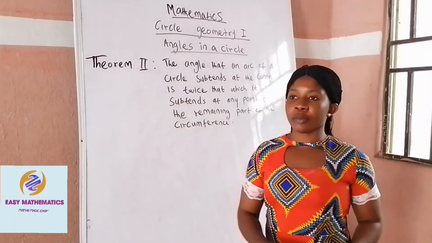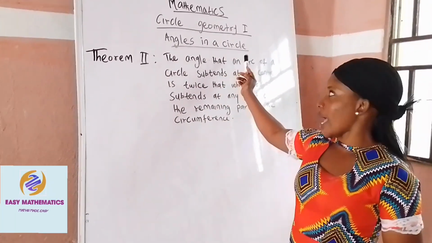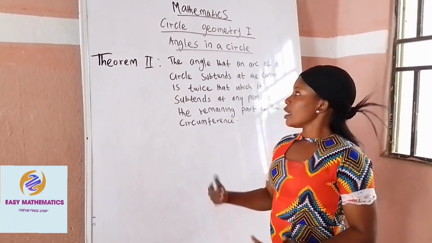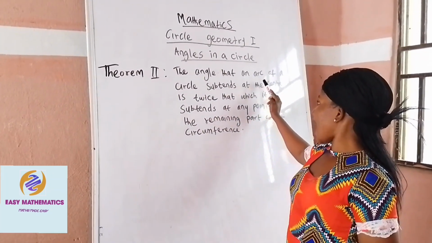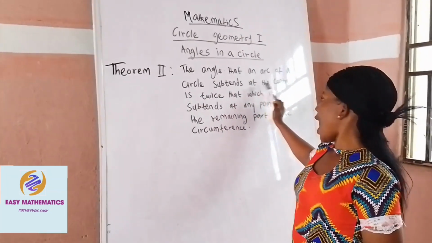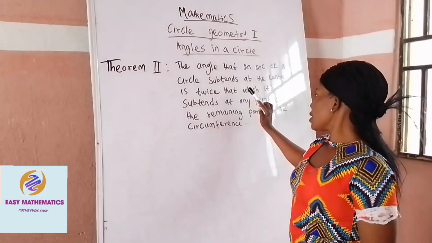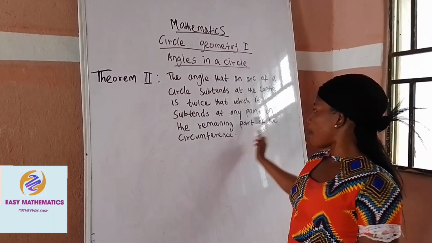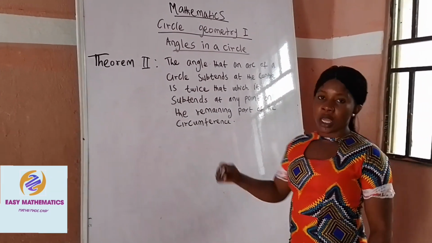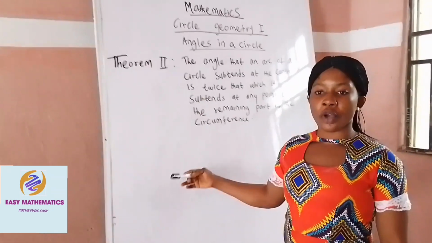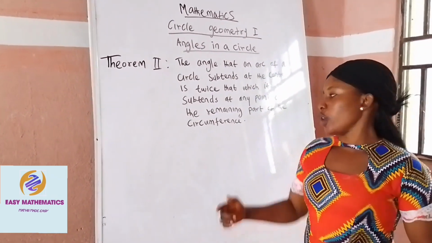Theorem 2 talks about angles in a circle. The angle that an arc of a circle sustains at the center is twice that which it sustains at any point on the remaining part of the circumference. We are going to prove this theorem.